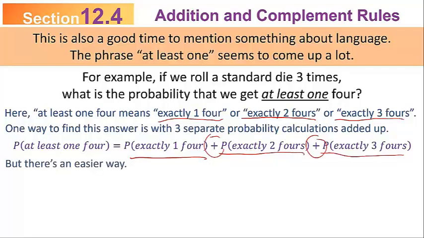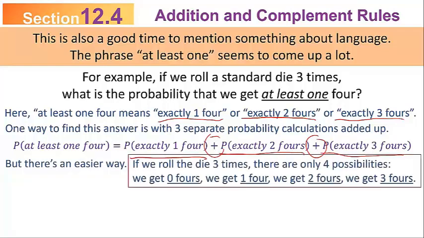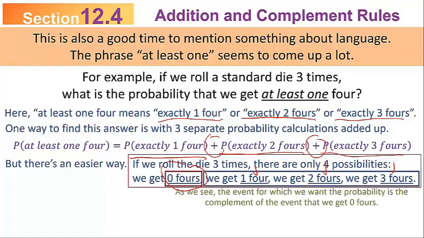There's a better way. The better way is to use the complement rule. Because if we roll the die 3 times, there are only 4 possibilities altogether. We've talked about 3 of them. We've talked about getting 1 4, or 2 4s, or 3 4s. There's only one other way, and that's to get no 4s at all. So wouldn't it be much easier to calculate the probability of not getting any 4s and then say 1 minus that? And that's what I'm going to do.